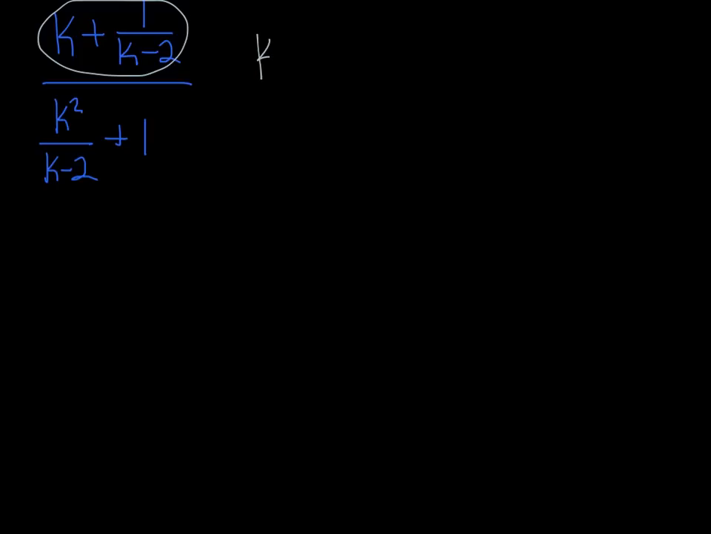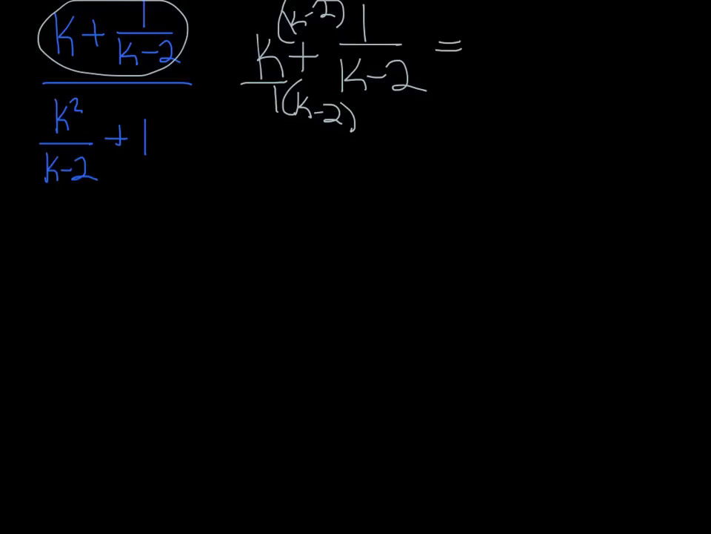We have k plus 1 over k minus 2. This is over 1, so our common denominator needs to be k minus 2. That means that this needs to be multiplied by k minus 2 over k minus 2. So I have k, I'm just going to distribute my k: k squared minus 2k, and then we have plus 1 all over our common denominator of k minus 2.